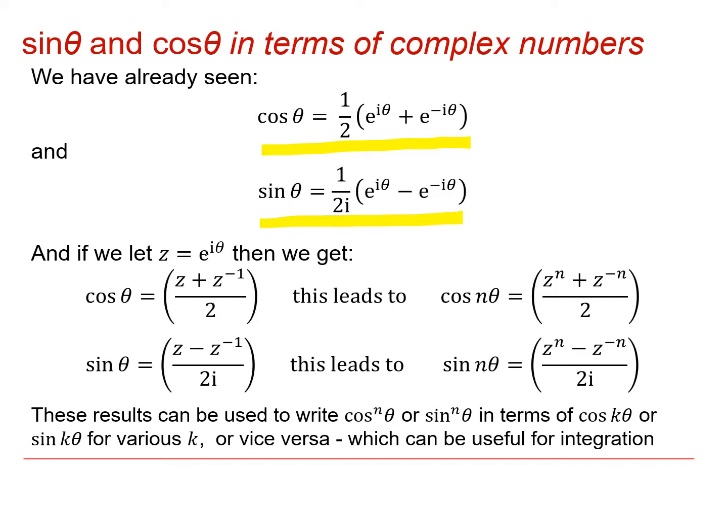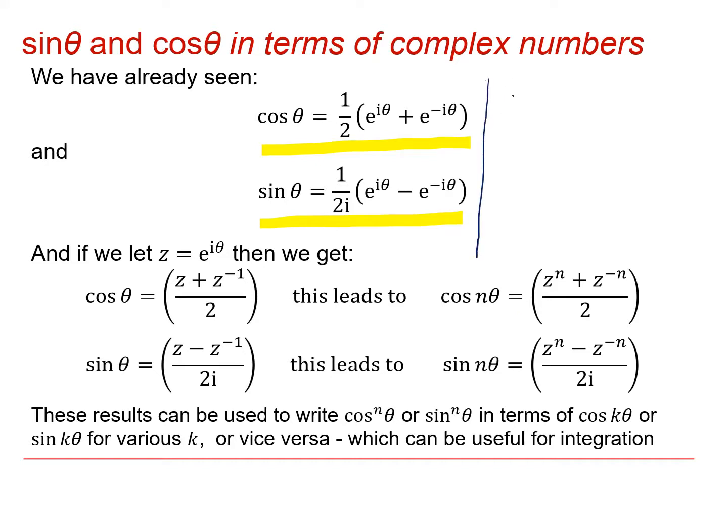So if we let z equal e to the i theta, I could rewrite this expression up here as cos theta is equal to z plus z to the minus 1 over 2. And this leads to an expression for cos n theta being z to the n plus z to the minus n over 2. Now this is not obvious at first glance, so let's just have a look at that.